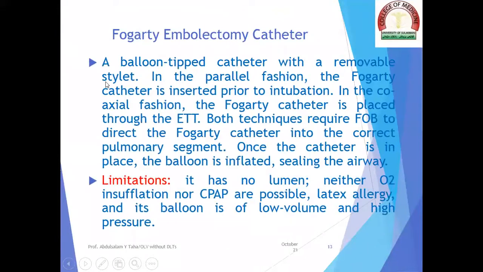The Fogarty embolectomy catheter is a balloon-tipped catheter with a removable stylet. In the parallel fashion, the Fogarty catheter is inserted prior to intubation, while in the coaxial fashion, the Fogarty catheter is placed through the endotracheal tube. Both techniques require fiber optic bronchoscopy to direct the Fogarty catheter into the correct pulmonary segment. Once the catheter is in place, the balloon is inflated, sealing the airway.